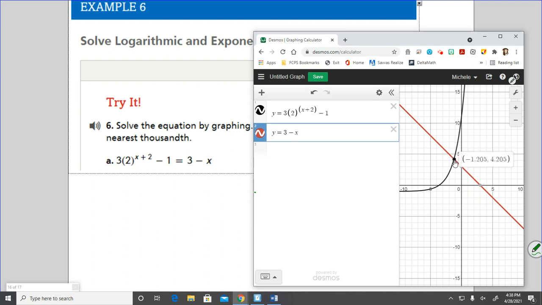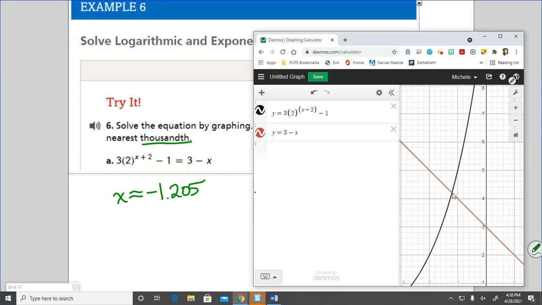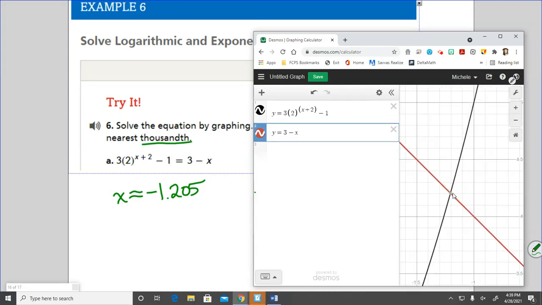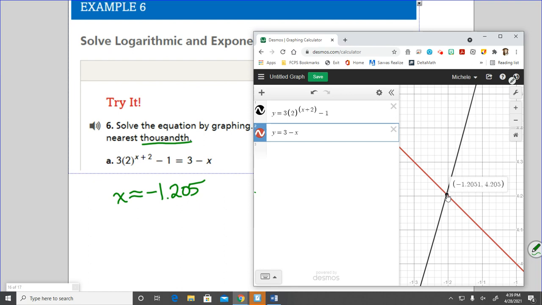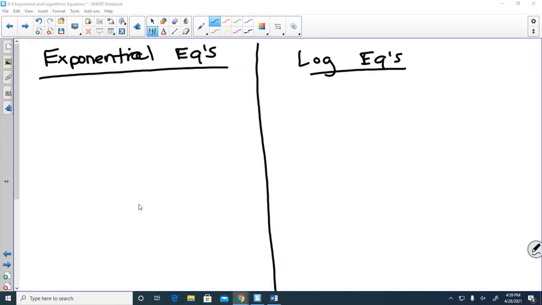I'm going to figure out where they intersect. These intersect right here. And since the equation only has x's in it, my x, rounded to the nearest thousandth, that's 3 decimal places, is approximately negative 1.205. Now, if they ask you for more decimal places, you can zoom in on Desmos, and it will give you more decimal places eventually. See, negative 1.2051.